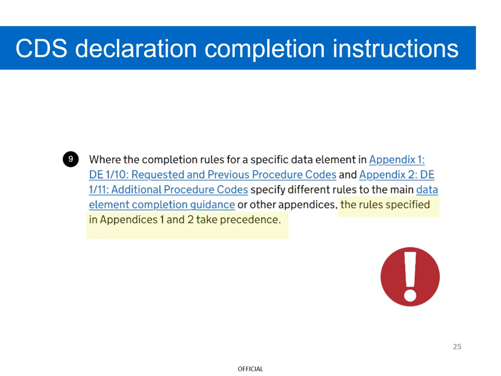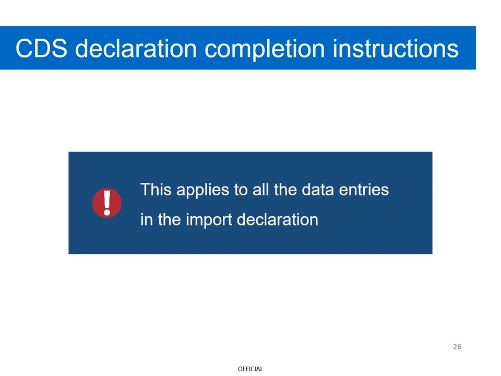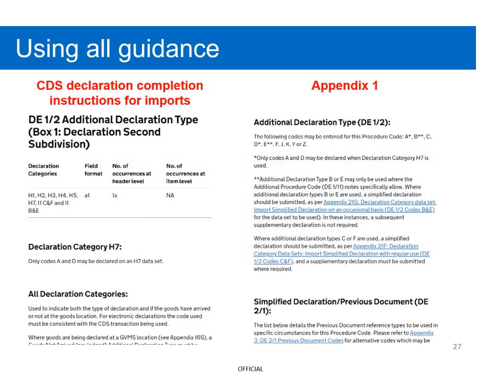It's important to note that if the rules specified in the CDS declaration completion instructions for imports are different to the rules specified in Appendix 1 and 2, Appendix 1 and 2 always take precedence. This applies to all the data entries in the import declaration. Hallie moves on to the next data element of the declaration. She has scrolled down to data element 1.2, additional declaration type.